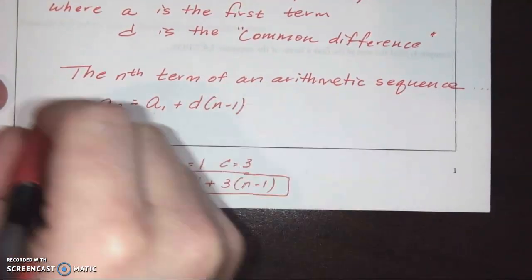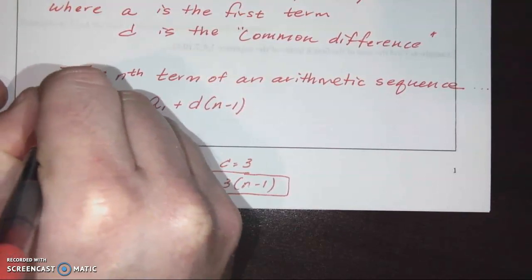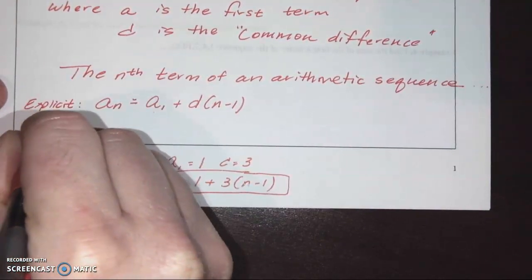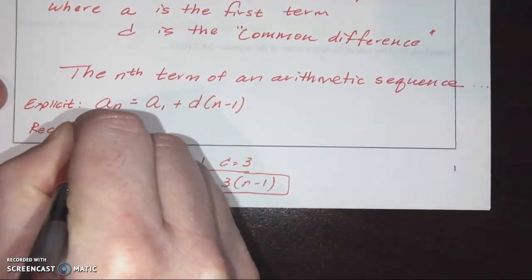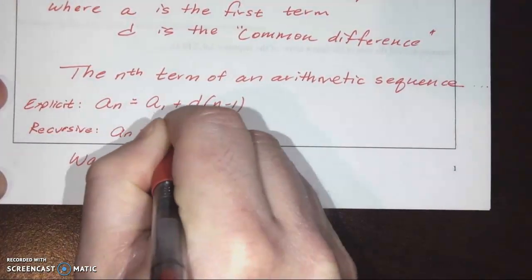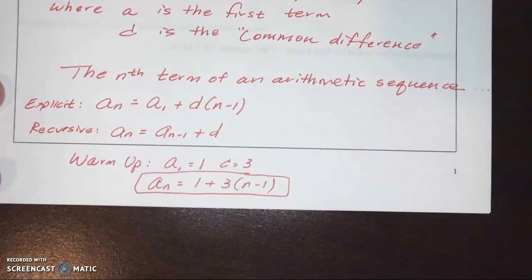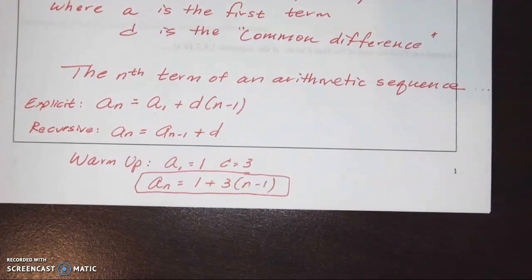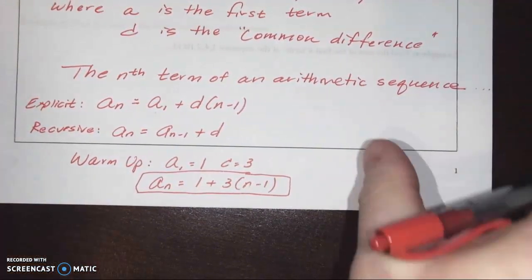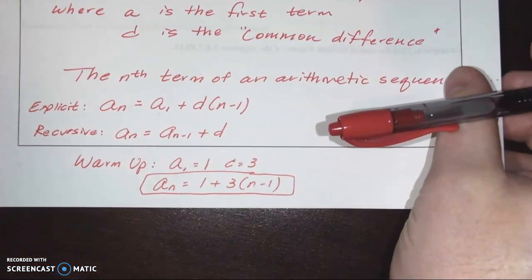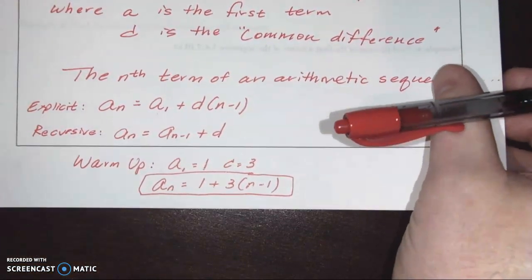And so that's the explicit formula. The recursive version would always be the nth term equals the term before it plus the common difference. Should make a lot of sense based on what an arithmetic sequence is, where we're adding the same number to each previous term. Next page.